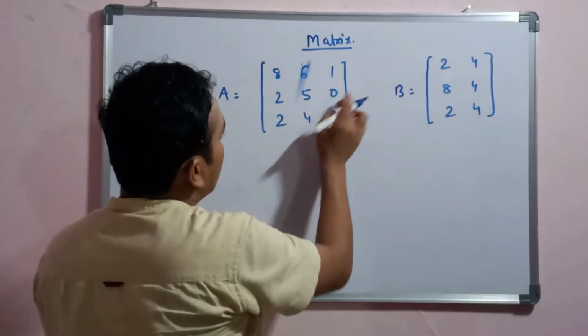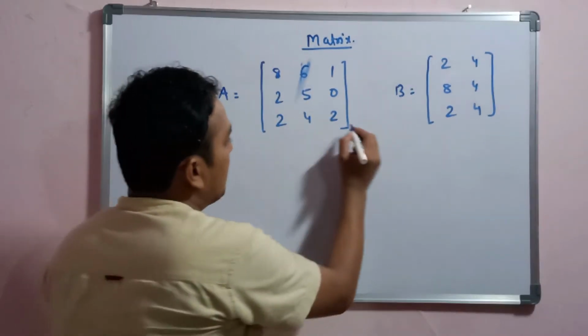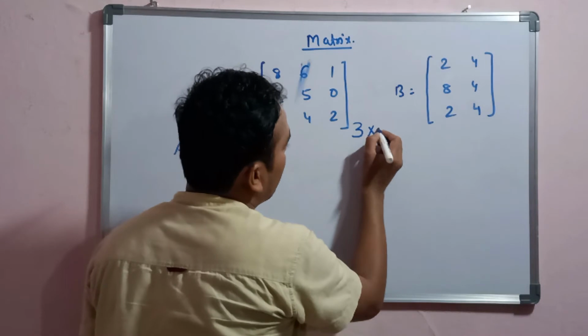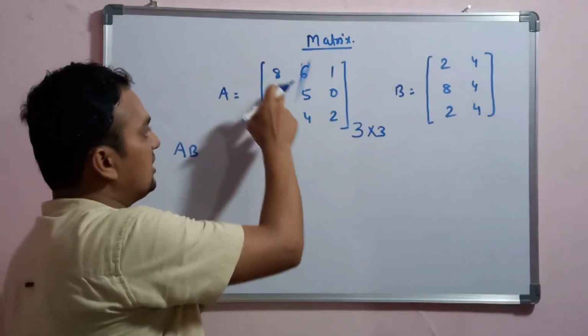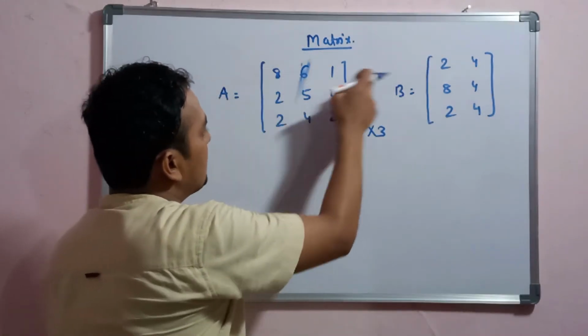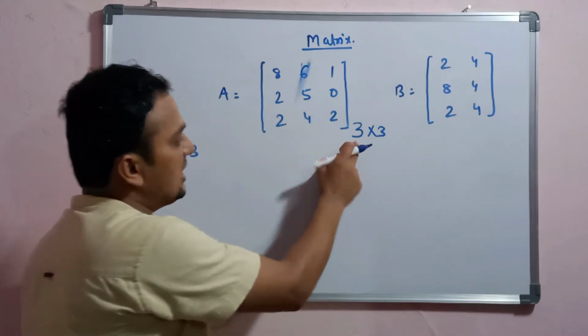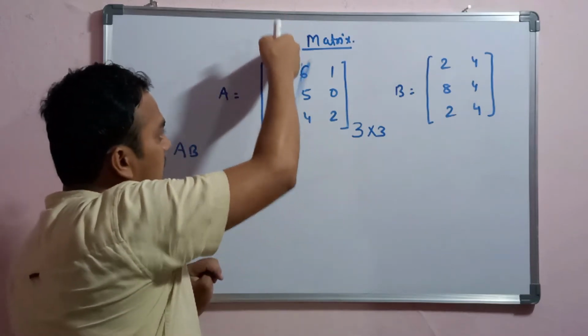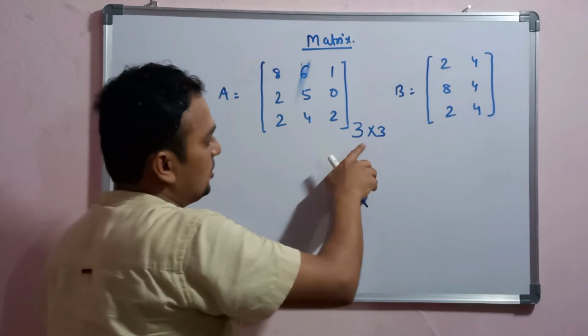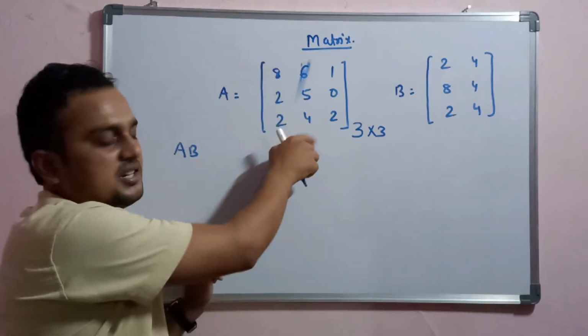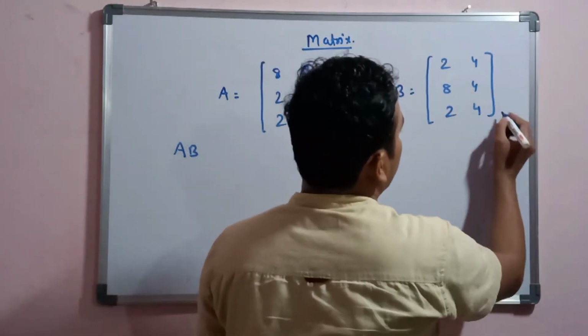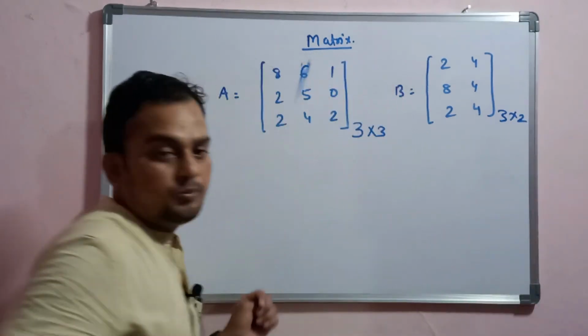The order of these two matrices: how can we write the order? Number of rows into number of columns. The number of rows is 3: 1 horizontal line, 2 horizontal lines, 3 horizontal lines. And the number of columns, vertical lines: 1 vertical line, 2 vertical, and 3 vertical. So we have written a 3 by 3 matrix. And this other one has 3 rows and 2 columns, a 3 by 2 matrix.